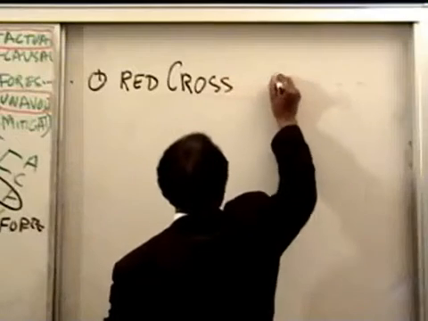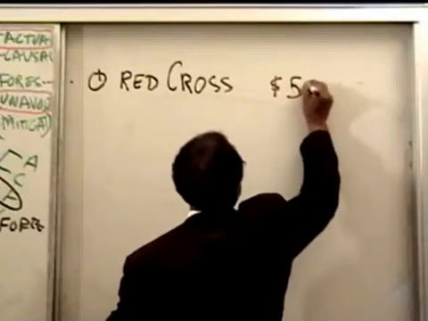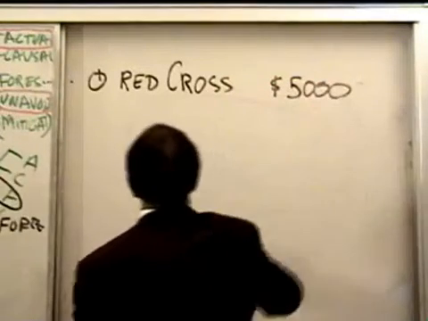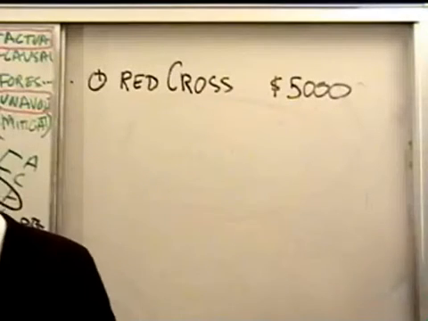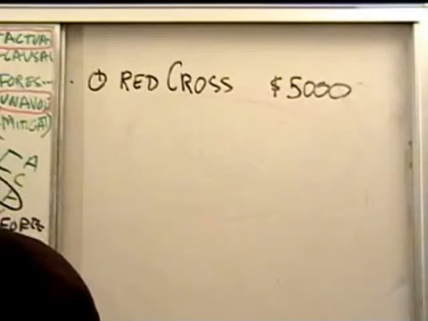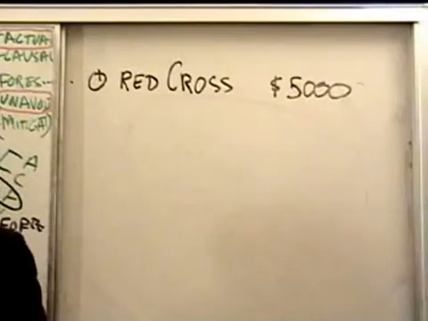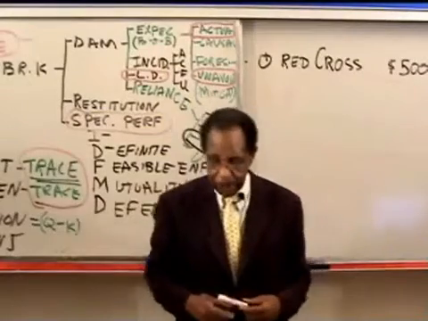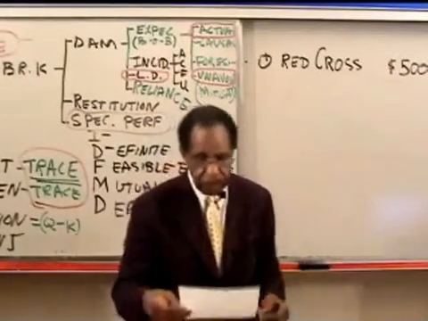We're going to get $5,000 back from them. We can get that back because Red Cross is a mere donee. If they had been a bona fide purchaser for value, you couldn't do anything about it, but that didn't happen. Continuing.